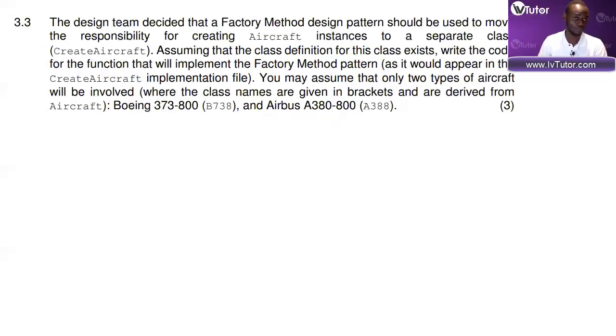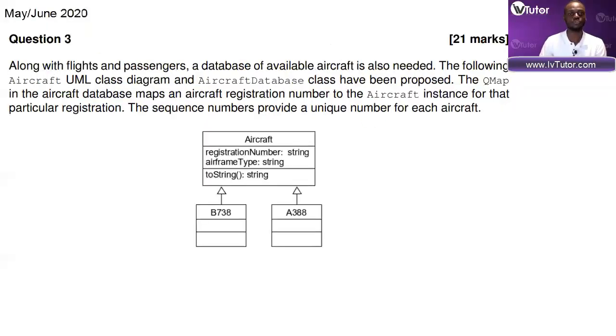Now the question says 3.3. The design team decided that a factory method design pattern should be used to move the responsibility of creating aircraft instances to a separate class, create aircraft. Assuming that the class definition for this class exists, write the code for the function that will implement the factory method pattern as it would appear in the create aircraft class implementation file. You may assume that only two types of aircraft will be involved, where the class names are given in brackets and are derived from aircraft. Here's the aircraft, and this one Airbus. So they are saying we've got two types of aircrafts.